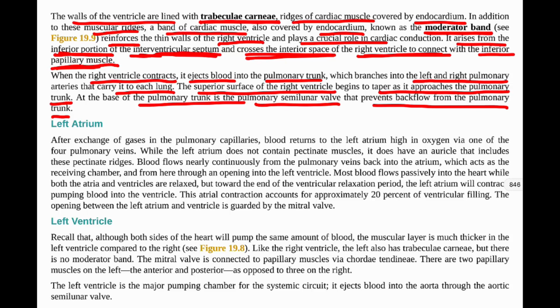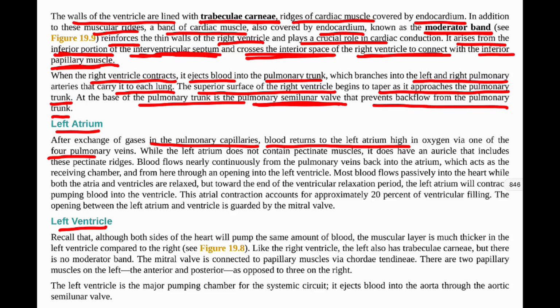Now we can take a look at our left atrium and our left ventricle. So after exchange of gases in the pulmonary capillaries, right, so we are gaining our oxygen in the blood and then releasing the carbon dioxide, blood returns to the left atrium, high in oxygen, via one of the 4 pulmonary veins. So coming from the lungs, we have the pulmonary veins going into our left atrium. While the left atrium does not contain pectinate muscles like the right atrium does, it does have an auricle that includes these pectinate ridges.